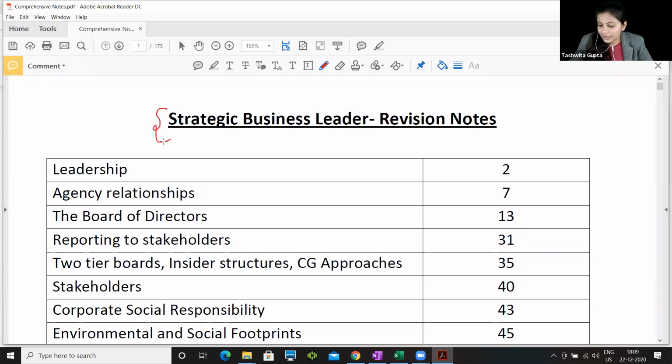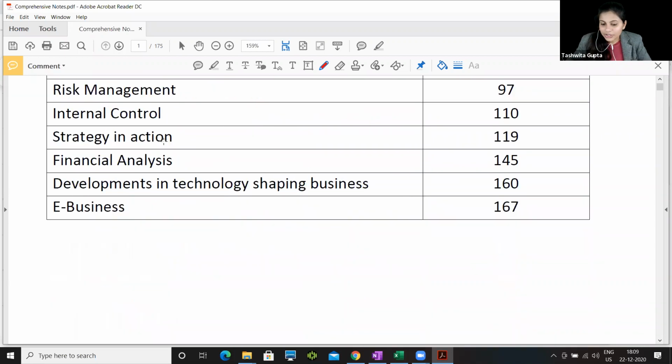If you see these notes, the number of pages is just 167. Then just refer to your BPP book. It is more than 500 pages or so. So SBL matches the level of ATX, taxation, by the number of pages it has and the content it has.